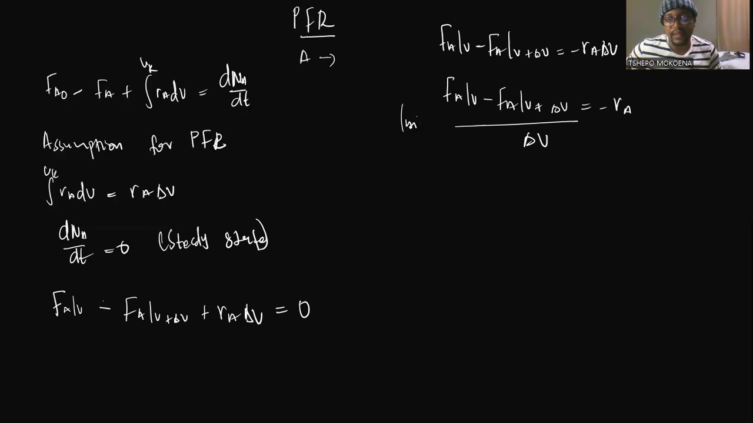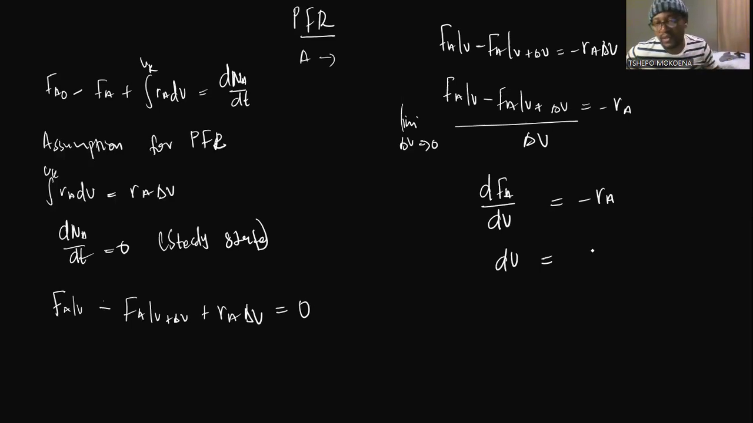So when I take the limit on this side, as ΔV approaches 0, this can be written in differential form, whereby we have the change: this minus that, before the volume and after the changing volume. So we can have dFA divided by dV, which then will be equal to negative RA. Like I said, we're going to have to make V the subject of the formula. So in order for us to do that, we're going to have dV equal to negative 1 over RA dFA.